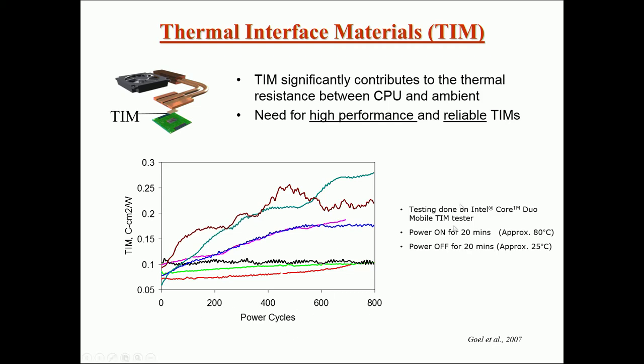You see that this is power cycling, and the power cycling protocol that was followed was on for 20 minutes, off for 20 minutes. After 200, 400, 600 cycles, you see how they degrade, how the thermal resistance, in degree C centimeter squared per watt, degrades with time. So it is not enough to have a very low value of thermal resistance at beginning of life, or time zero, but it is also equally important to ensure that they retain that performance over time. Of course, there will be some degradation, but that should be minimized. Okay. All right.